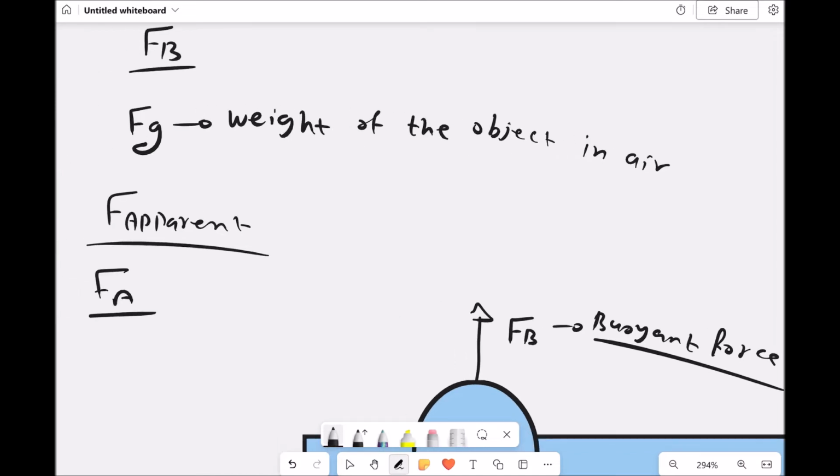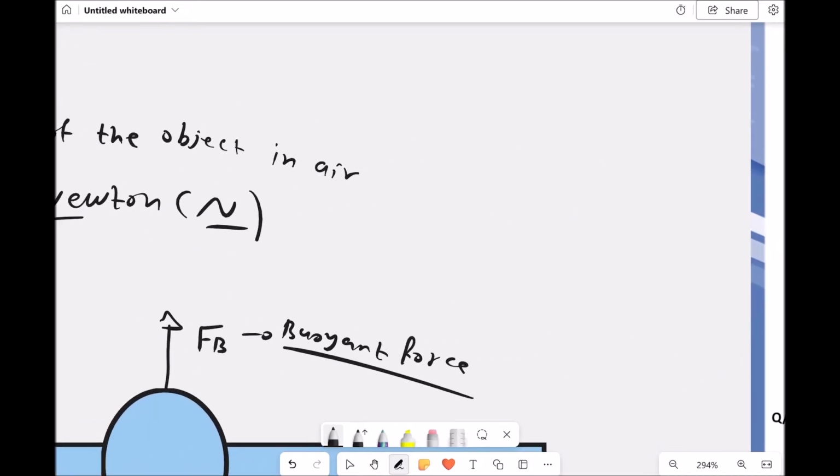So you have Fb, which is buoyant force, you have Fg, which is the weight of the object in the air, and you have F apparent, which is the weight of the object in water. And all of them are measured in Newton. Careful, the unit of all of these is Newton, okay?